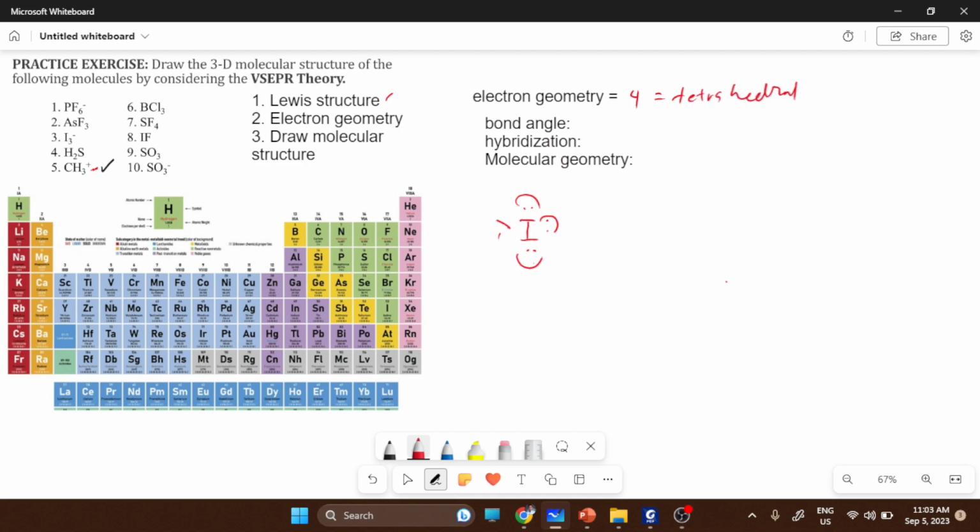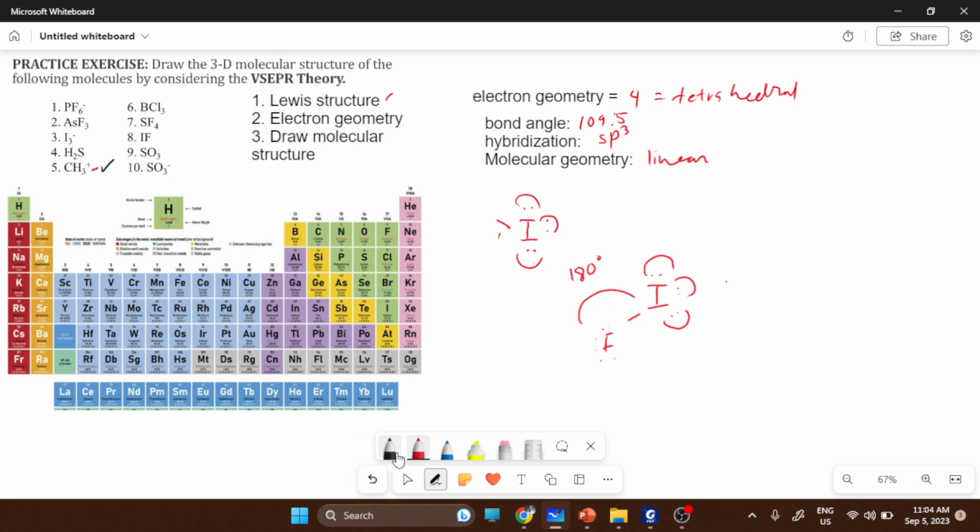Tetrahedral. Then, let's draw. Ayan, so that is F. So, ayan. Bond angle, so tetrahedral, that is 109.5 dun sa tetrahedral. But between the molecule, this is 180 degrees. Hybridization is sp3. Molecular geometry is linear. Okay?